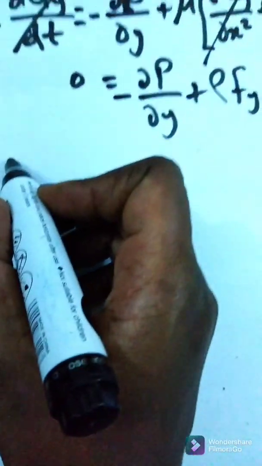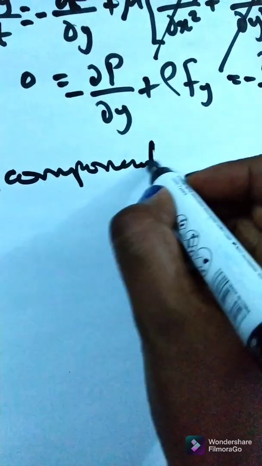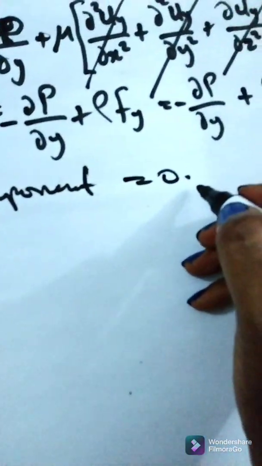Now for the z component, it will give us 0.